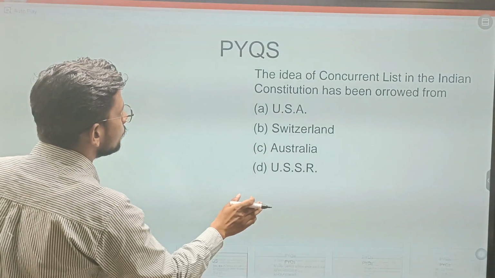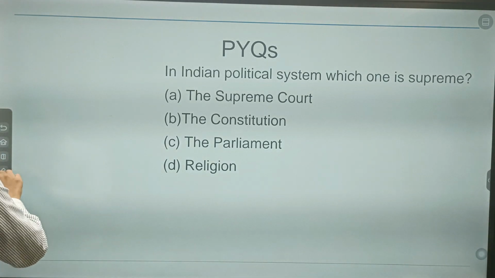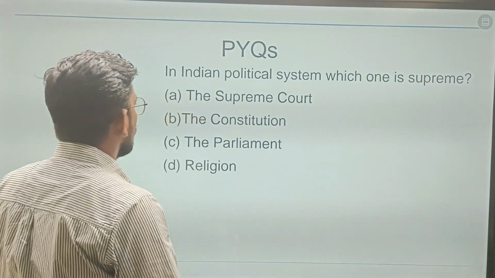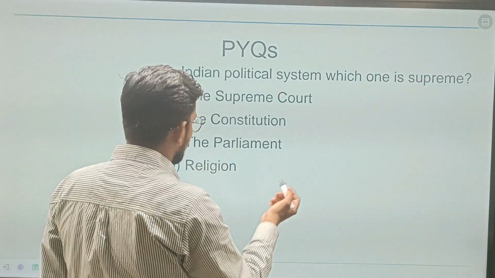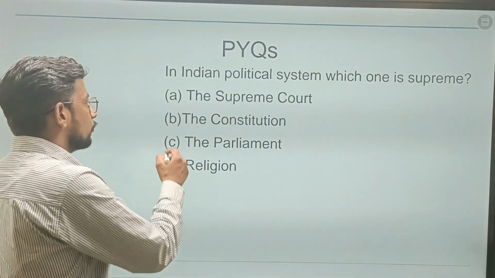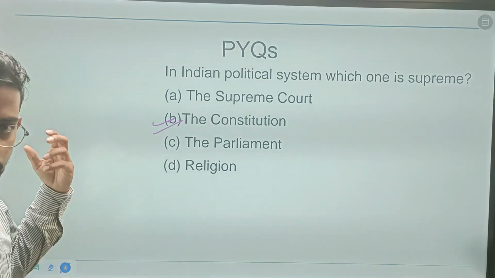Next is, in Indian political system, which one is supreme? The Supreme Court, Constitution, Parliament, and religion. Because we are having the four options, in the four options, the correct answer will be B. Constitution is supreme in India.